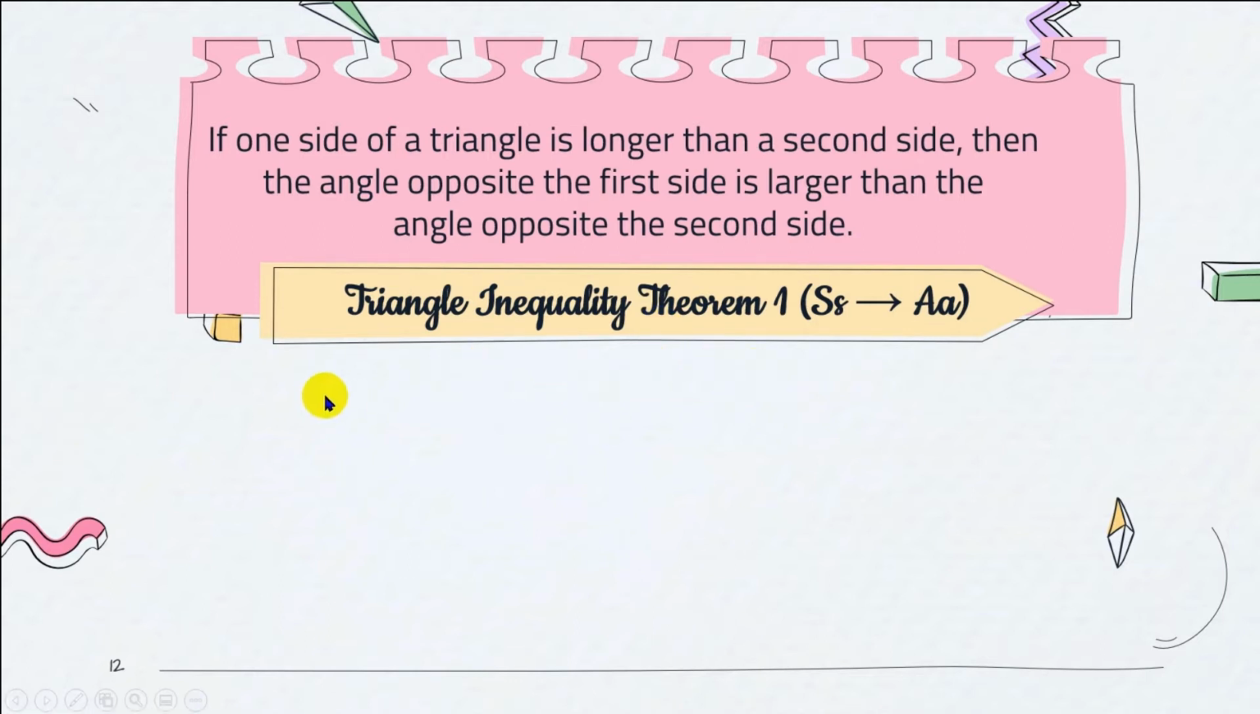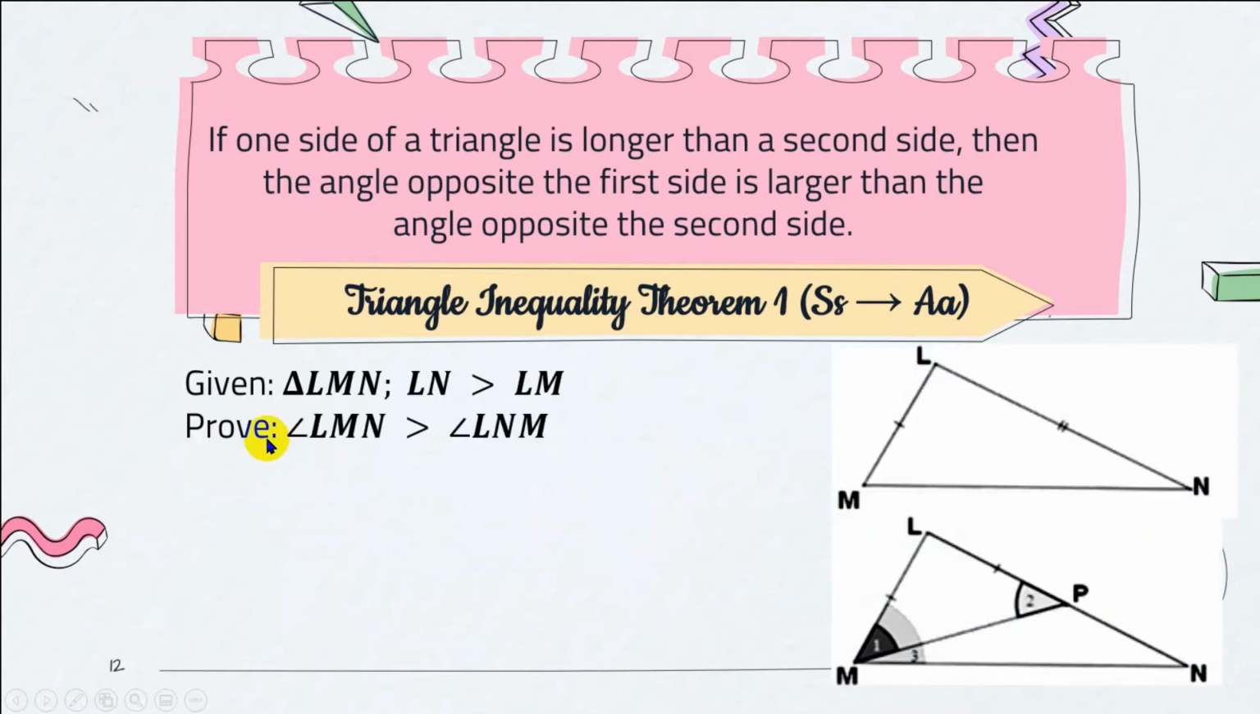So we have here this given and we have to prove this one. Given the triangle LMN and we have side LN greater than side LM. So this is the given. Side LN is greater than side LM. We have to prove that the angle opposite side LN, which is angle LMN, is greater than the angle opposite side LM, which is LNM. Angle N and angle M. Yun yung mga opposite angles nila.